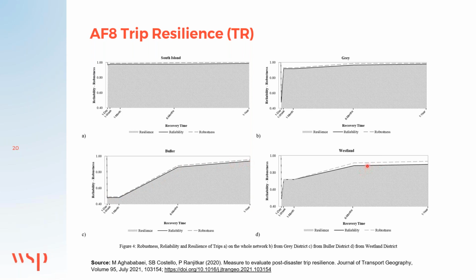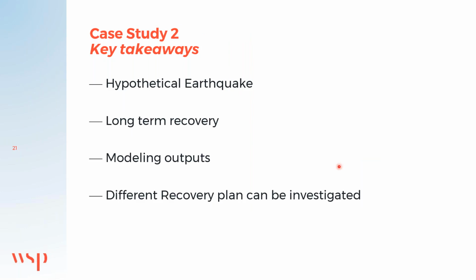On the Westland, you can see that the impact of redundancy, I mean increased travel time, is big, and you can see the difference compared to the other two districts. As I showed you, State Highway 7, the shortest route, is still closed, so they will face a long detour to reach their destination. So this is what happened on the network.